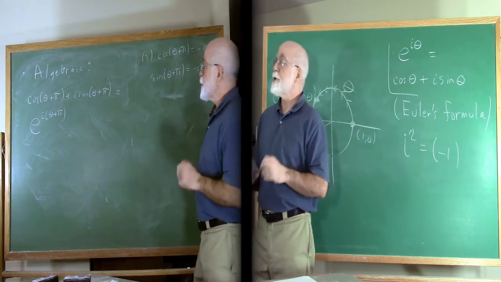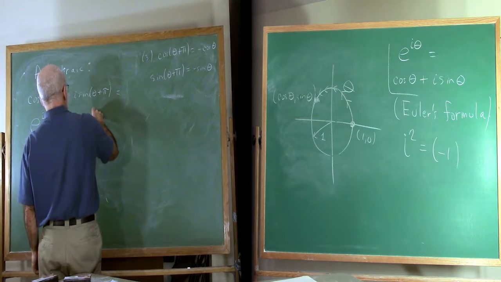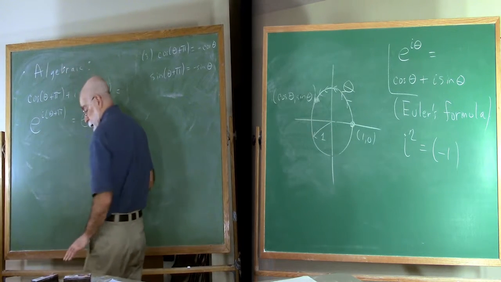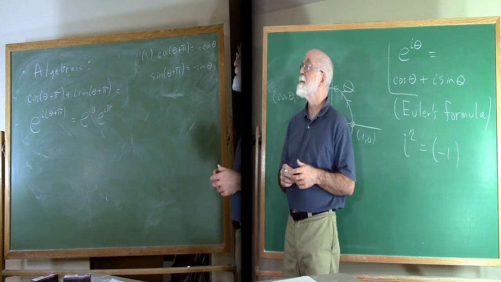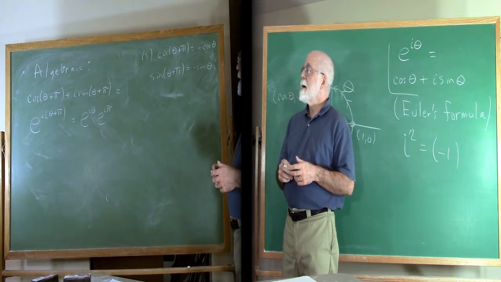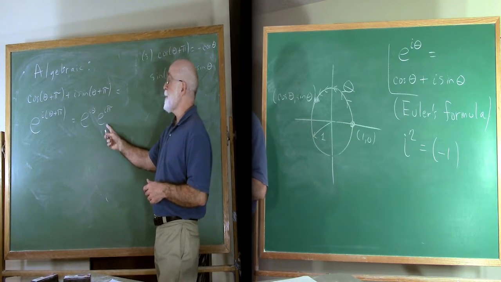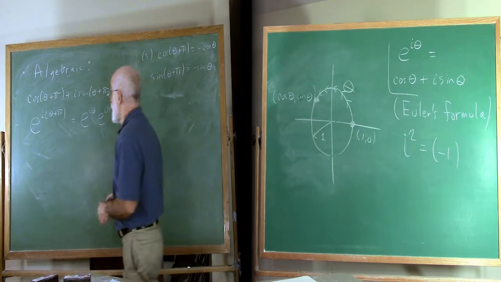Just like we did with 2 pi, that becomes a product of exponentials. E to the I theta times e to the I pi. Good news again. There's an exponential that we actually know the value of. That turned out to be -1.